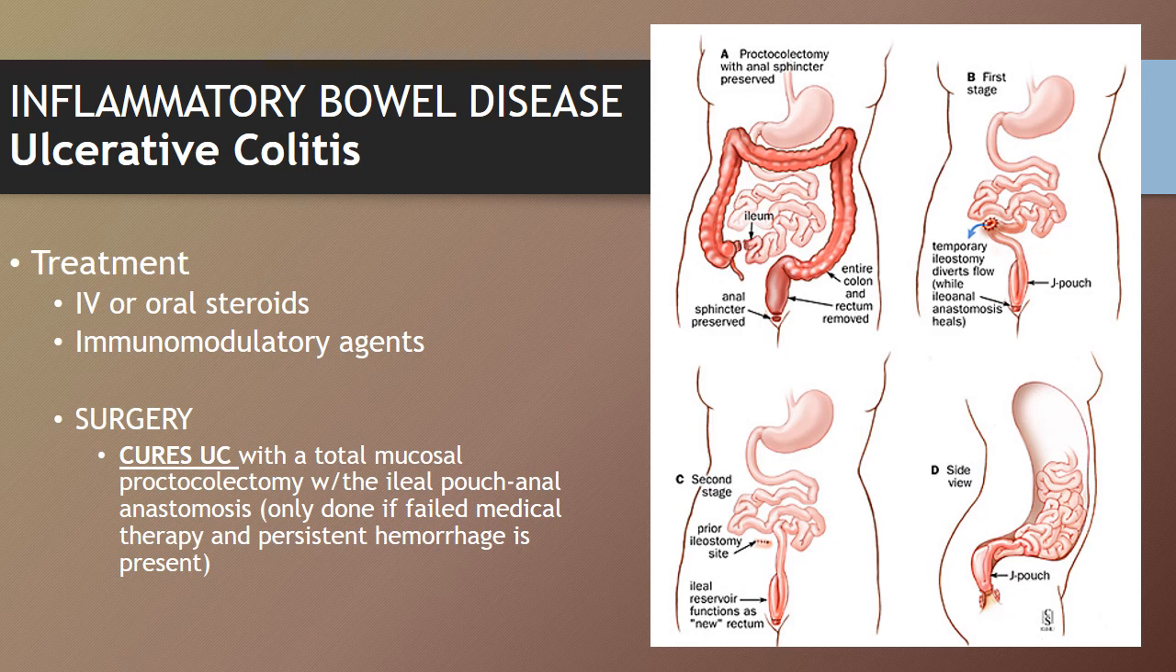However, if they continue to have persistent hemorrhaging and the medical therapy is not working, they can have surgery and that actually cures UC. What it's called is a total mucosal proctocolectomy with the ileal pouch anal anastomosis. It's a very long name, but that's what it's called.